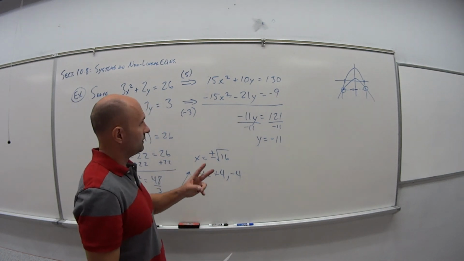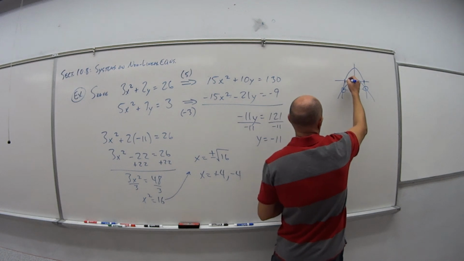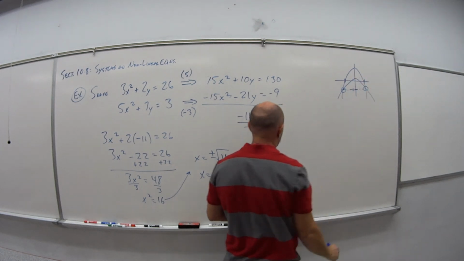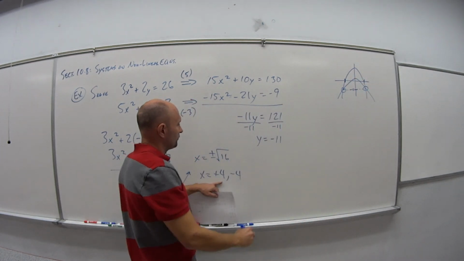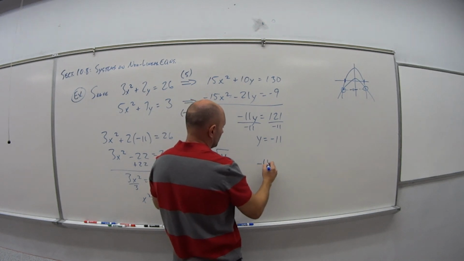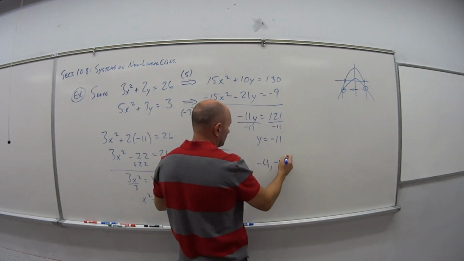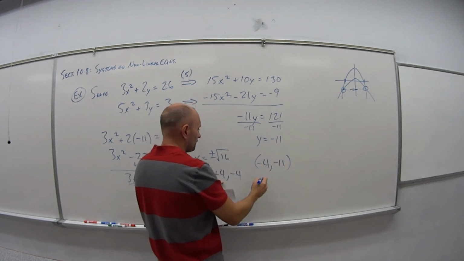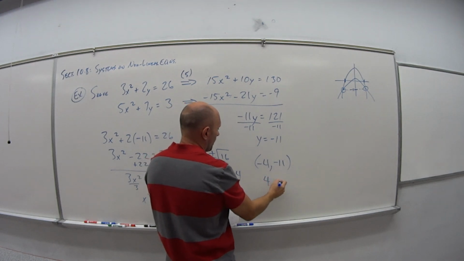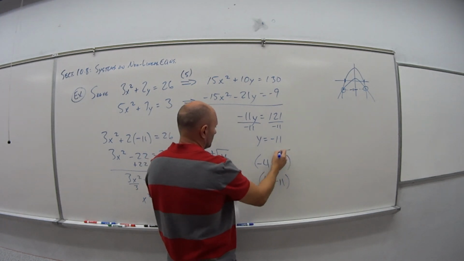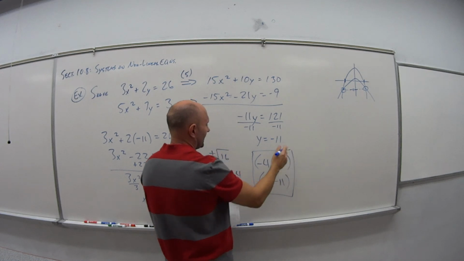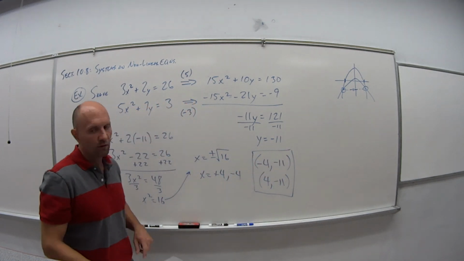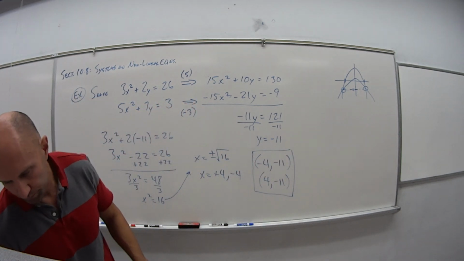Two possibilities, which we knew, right? We had to have an x over here in the negatives and an x over here in the positives. So that means my solution set is x is negative 4, y is negative 11, and x is positive 4, y is equal to negative 11. So again, two answers for this system.